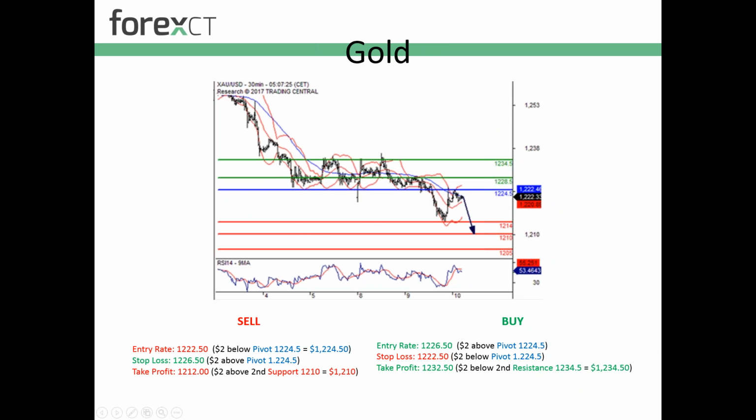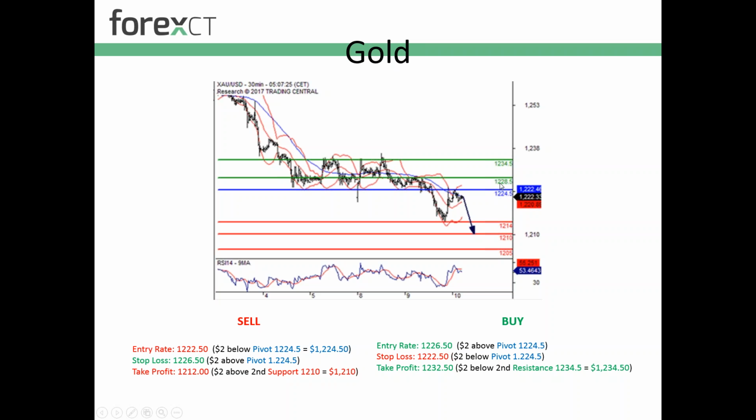Okay, now obviously some currencies have different decimal points because of the way that they're traded. For example, gold is traded out to 2 decimal points. As you can see here, the pivot is 1224.5, which is the equivalent of $1,224.50. So with gold or other commodities that are traded to 2 decimal points, you're looking at a $2 gap. So your entry will be $2 below that pivot, so at 1222.50.